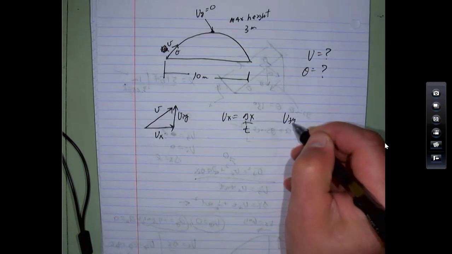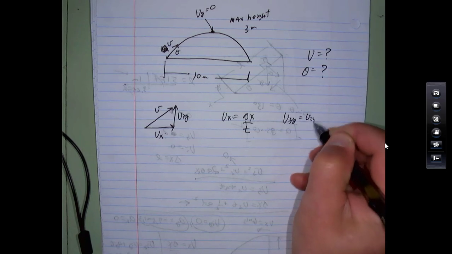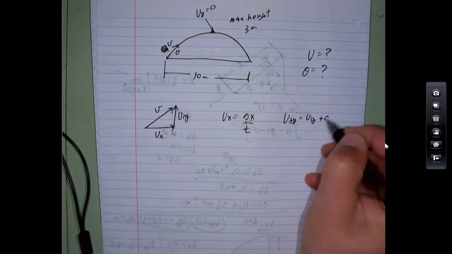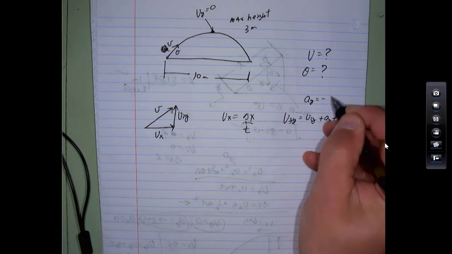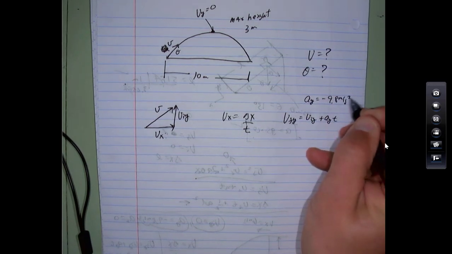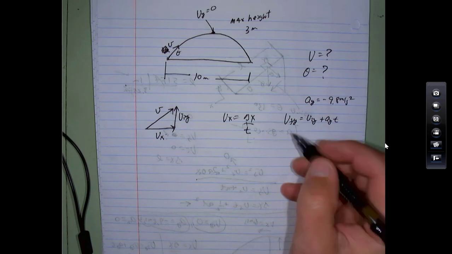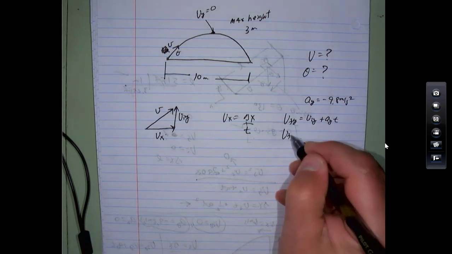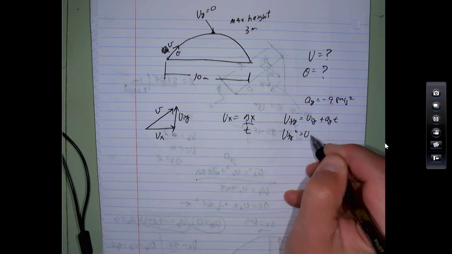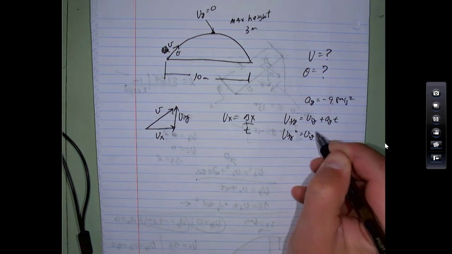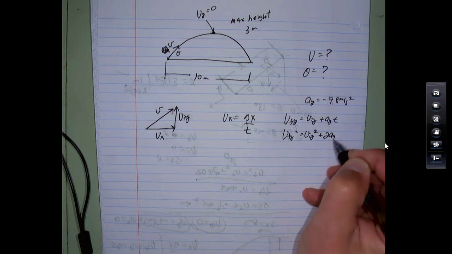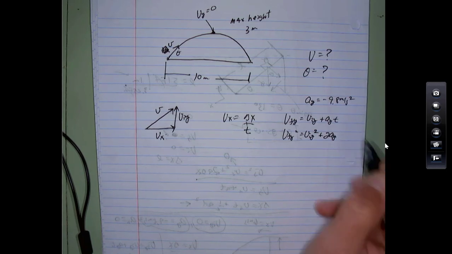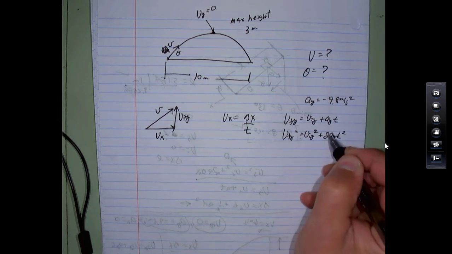Velocity final in the y is equal to velocity initial in the y plus acceleration in the y times time. Again, acceleration in the y is negative 9.8 meters per second squared. I'll just do them all again here. Velocity final in the y squared is equal to velocity initial in the y squared plus 2 acceleration in the y times time squared. Actually, 1/2.